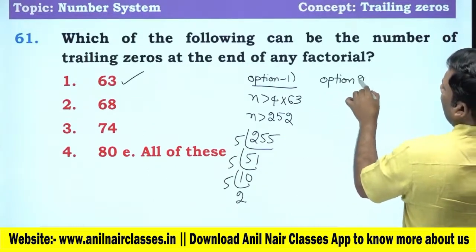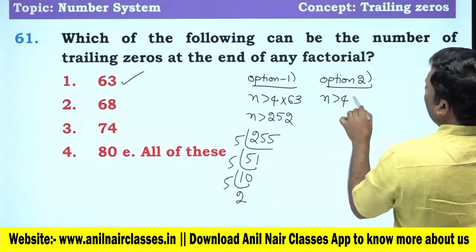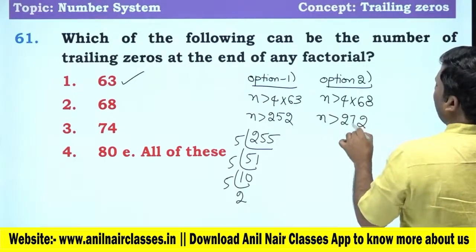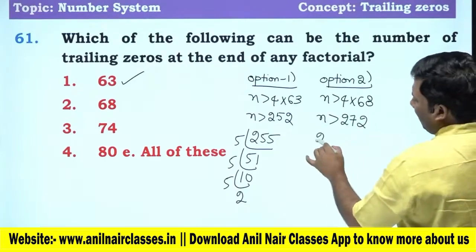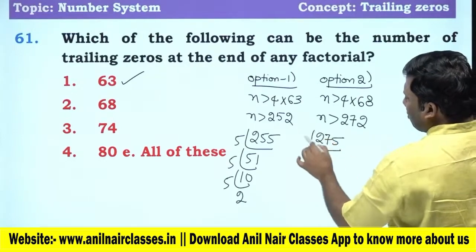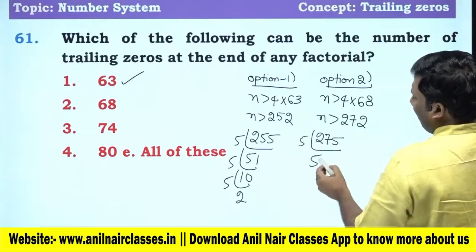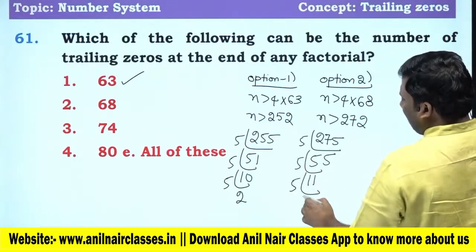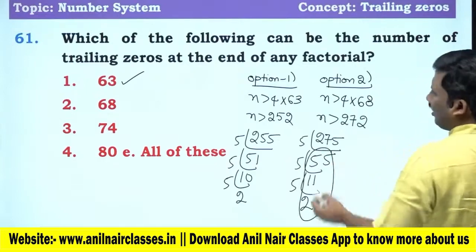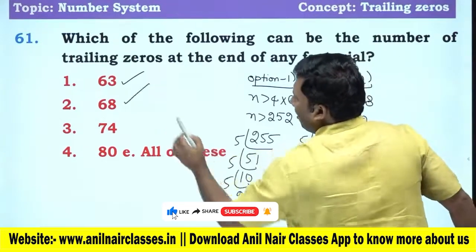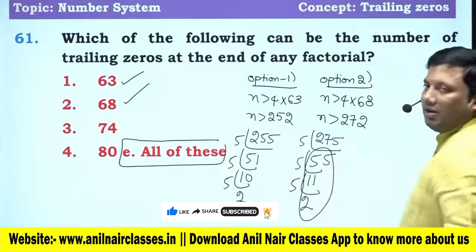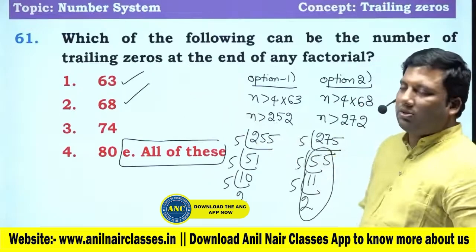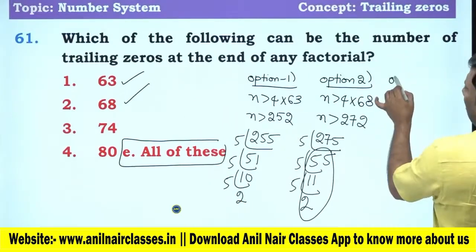Suppose I take option 2. N is greater than 4x. 4 into 68, so N is greater than 272. What is the multiple of 5 just greater than 272? 275: 5 55s are, 5 11s are, and 5 2s are. 66 plus 2, 68. This is also possible. Two options are possible, so the answer will be all of these. There is no option 1 and 2 or option 2 and 3. If 2 are possible, the answer will be all of these. Let us check it out. Option number 3.